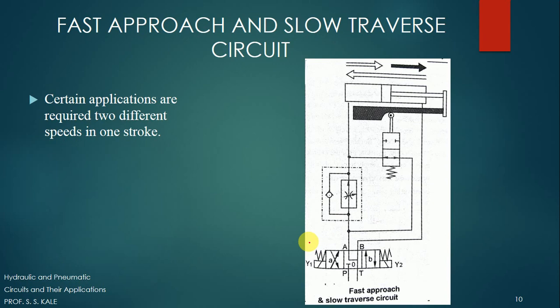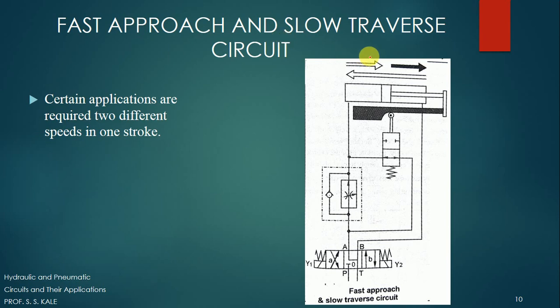Now let's consider the fast approach and slow traverse circuit. There are some applications where we want two different speeds for the operation. I want first a very slow speed and then fast, or initially a fast speed and then a slow speed. So I can achieve two different speeds in one stroke, and if we are achieving this, then that particular circuit is called a fast approach and slow traverse circuit. In this we can achieve two speeds.